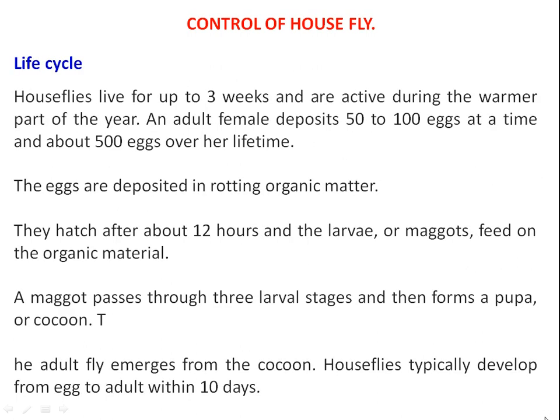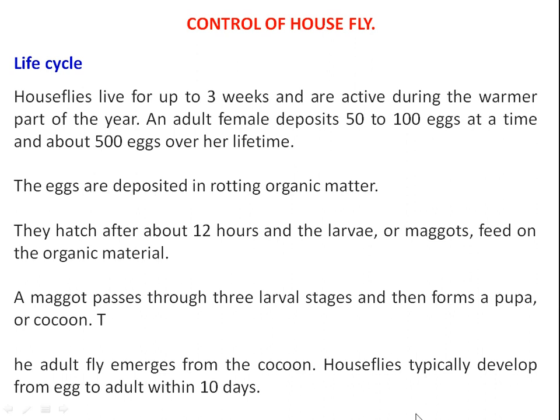As far as the life cycle is concerned, houseflies live for up to 3 weeks and are active during the warmer part of the year, that is during the summer season. Their population is more. An adult female deposits about 50 to 100 eggs at a time and about 500 eggs over her lifetime. The eggs are deposited on rotting organic matter or the feces present in the environment.